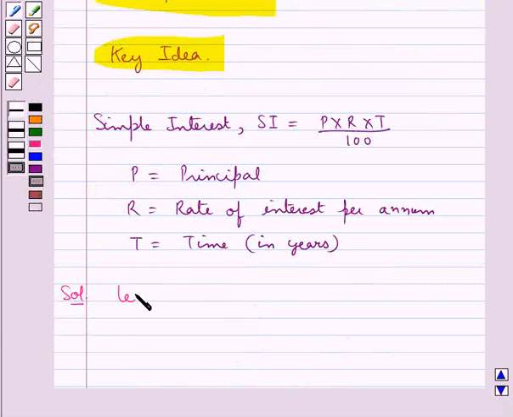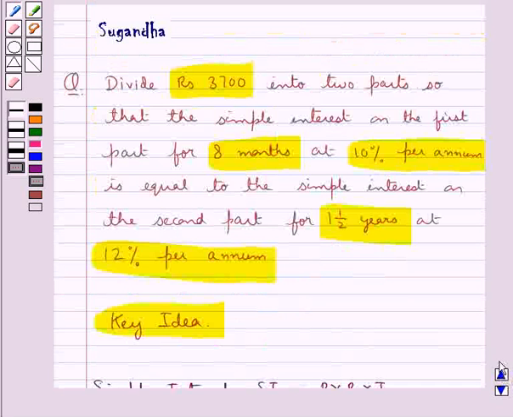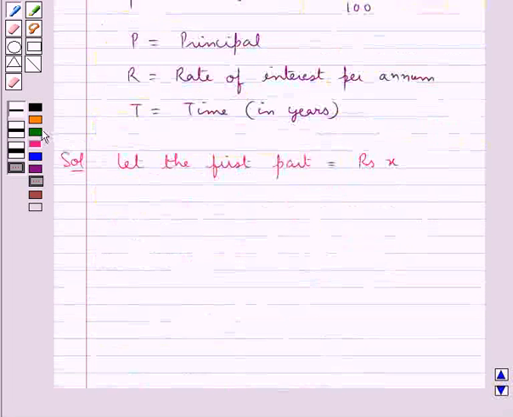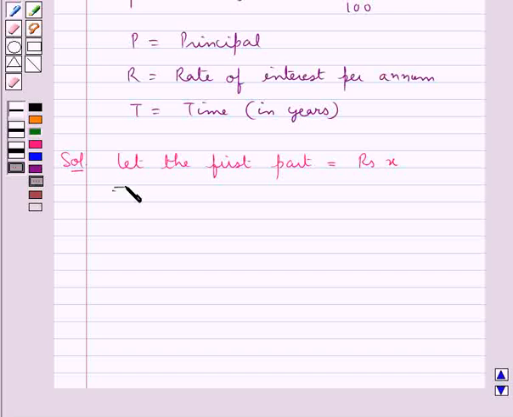We take, let the first part be equal to rupees x. Now that we are given that rupees 3700 is divided into two parts and we have taken the first part to be x, so the second part would be equal to rupees 3700 minus x.